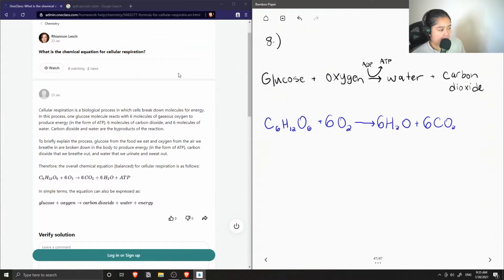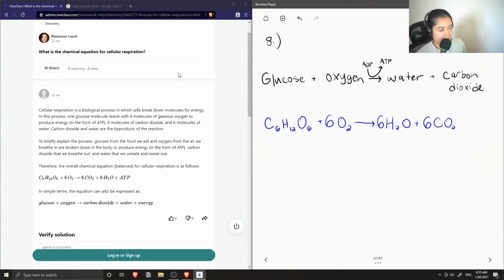And the junior tutor said that cellular respiration is a biological process in which cells break down molecules for energy. In this process, one glucose molecule reacts with 6 molecules of gaseous oxygen to produce energy in the form of ATP, 6 molecules of carbon dioxide, and 6 molecules of water. Carbon dioxide and water are the byproducts of the reaction.